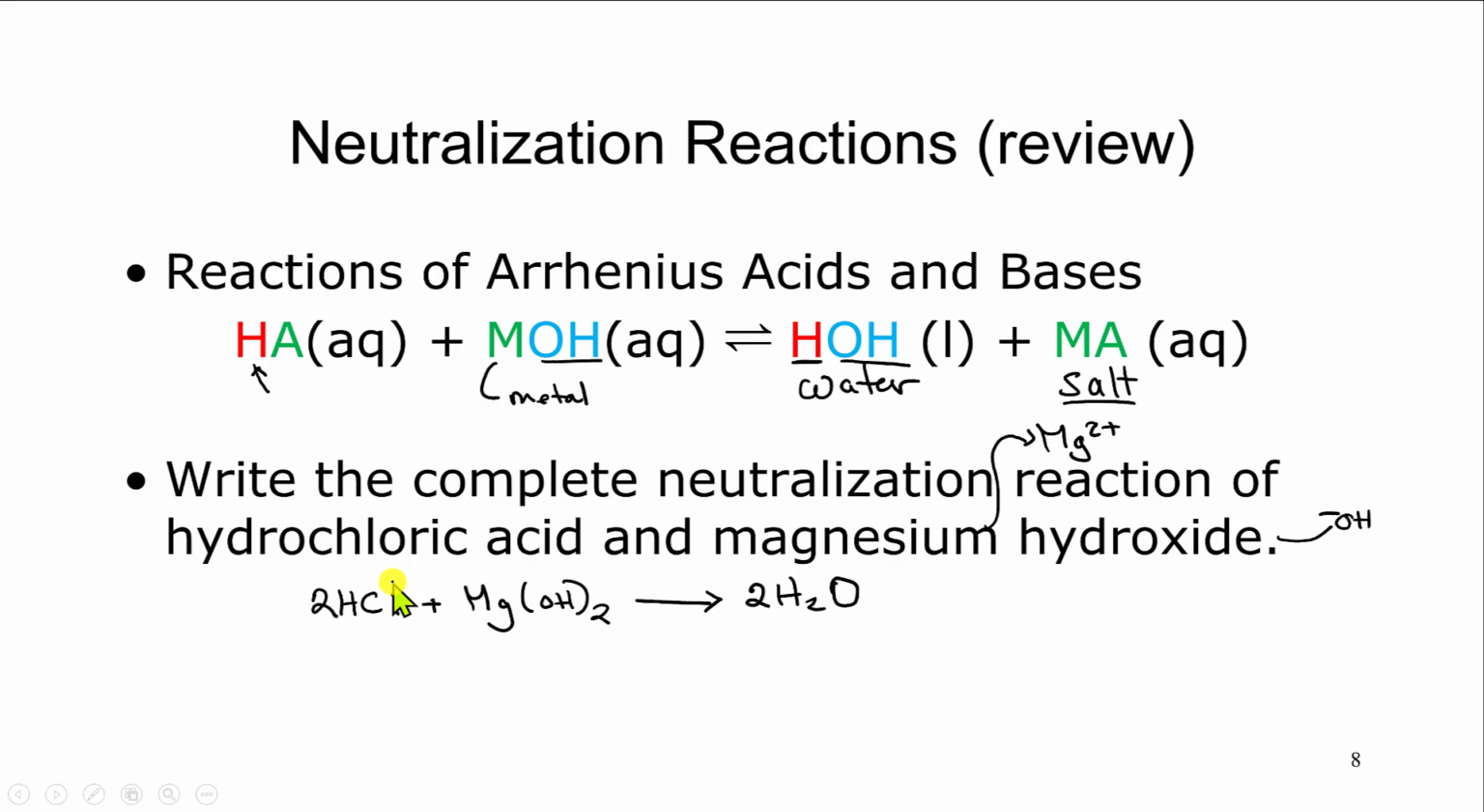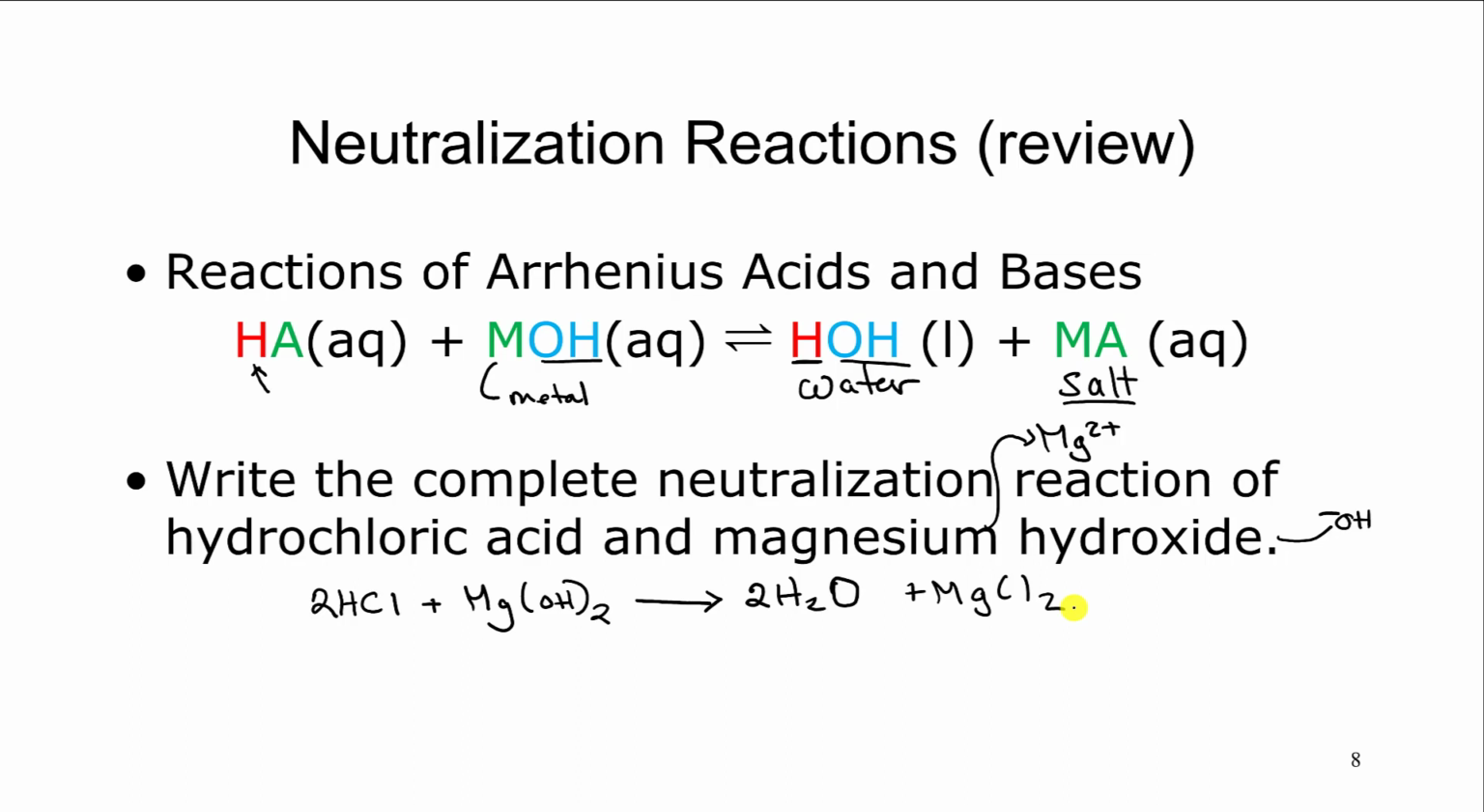Now, the other product would be the salt created from magnesium and chloride. And again, magnesium's 2+, chloride's 1-, so you could write the product as MgCl2, and that would be the balanced reaction for the neutralization of HCl with magnesium hydroxide.